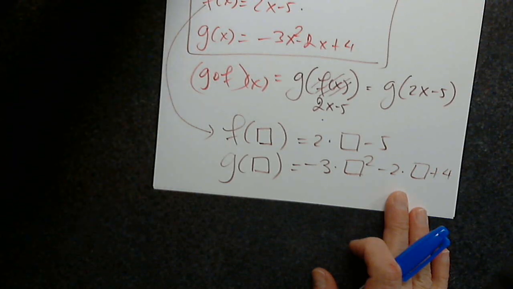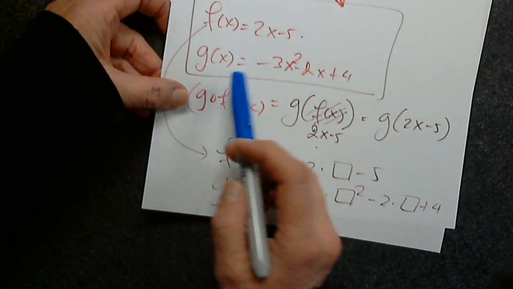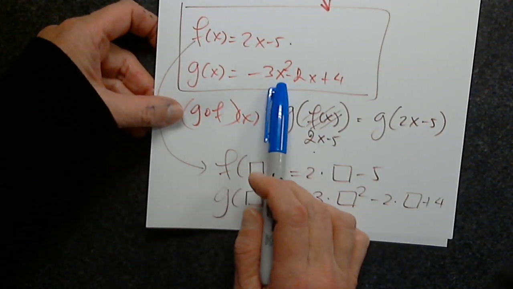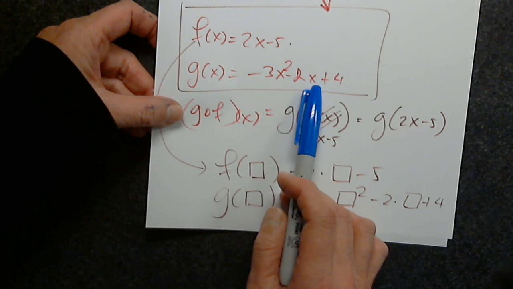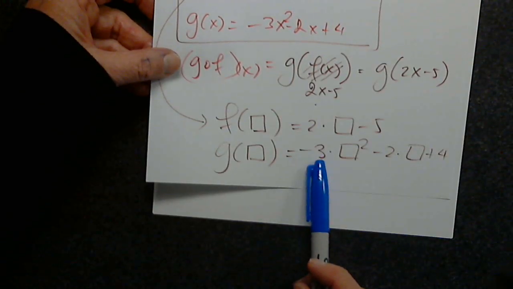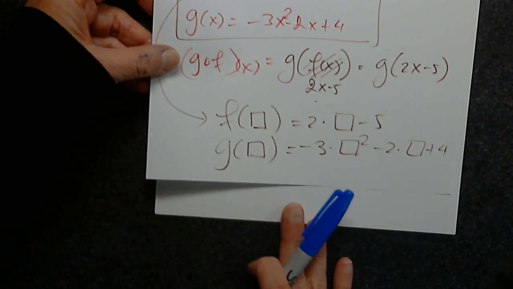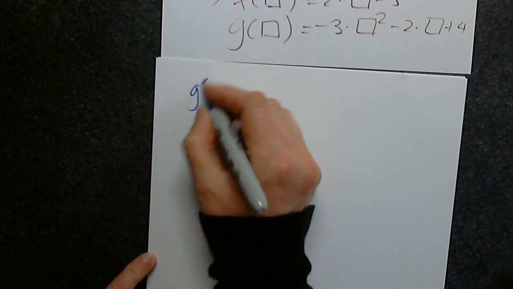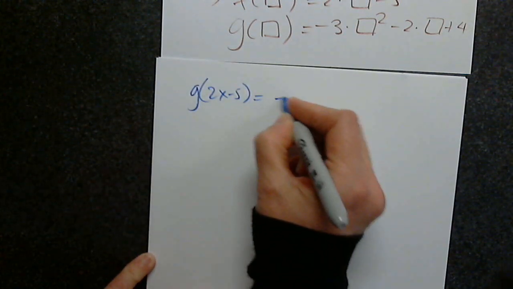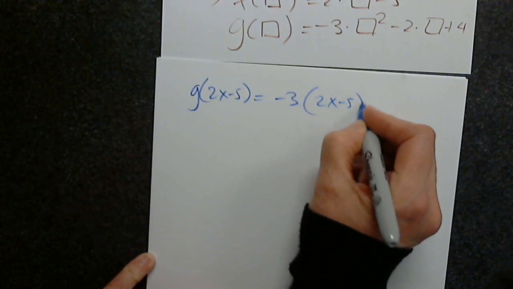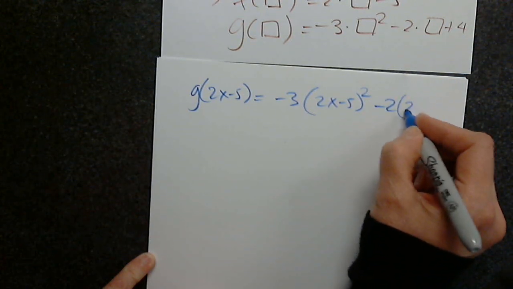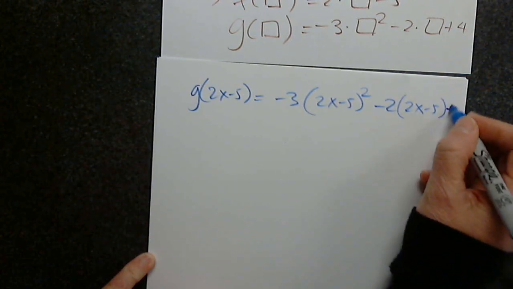Is that clear? When I look at this function, I see negative 3 times whatever squared minus 2 times whatever plus 4. Negative 3 times whatever squared minus 2 times whatever plus 4. So then g of 2x minus 5 would be negative 3 times (2x minus 5) squared minus 2 times (2x minus 5) plus 4.